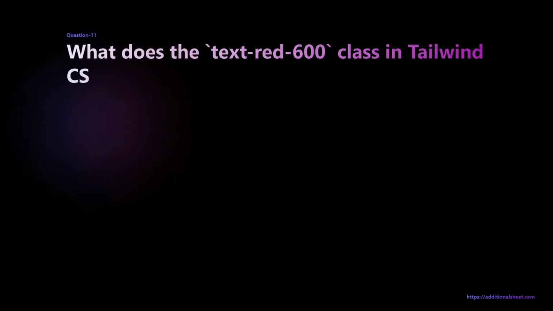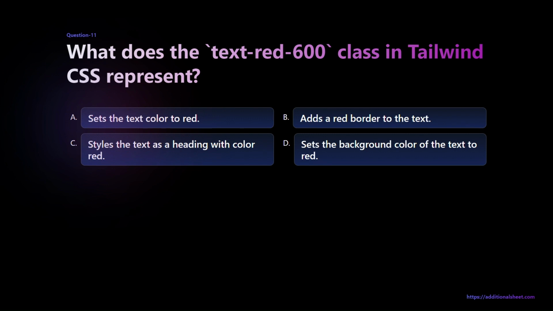What does the text-red-600 class in Tailwind CSS represent? Option A, sets the text color to red. Option B, adds a red border to the text. Option C, styles the text as a heading with color red. Option D, sets the background color of the text to red. The correct answer is option A, sets the text color to red.